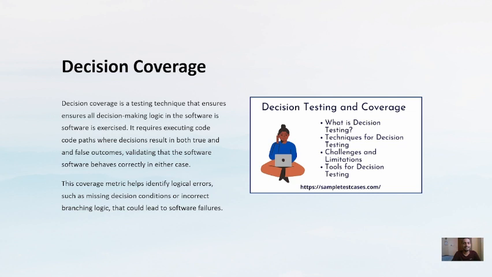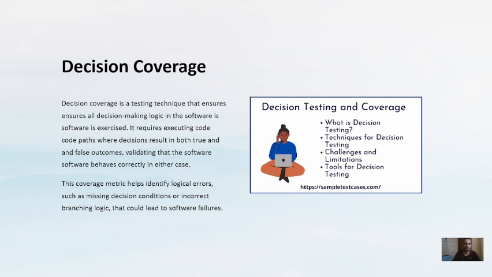Decision coverage is a testing technique that ensures all decision making logic in the software is exercised. It requires executing code paths where a decision results in both true and false outcomes, validating that the software behaves correctly in either case. So, for example, consider we have given the value of A to be 5. If the value of A is 5, we print a statement that the value of A is 5. If it's not 5, then we should also print a statement that the value is not 5, it is something else.